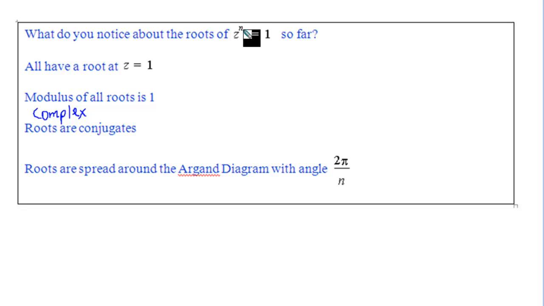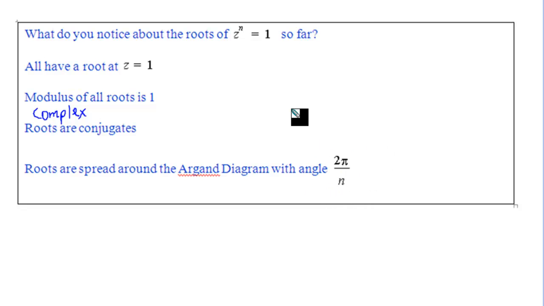Because 1 to the power of any number is equal to 1, it's going to have 1 there. So they've all got at least 1 real root. Some have 2 real roots, some have only 1. And all complex roots are conjugates, and the angle between all of them is 2 pi divided by n.